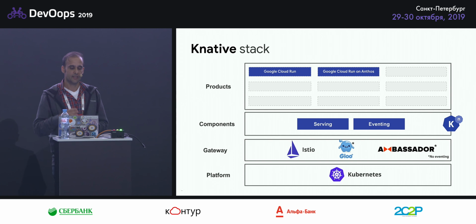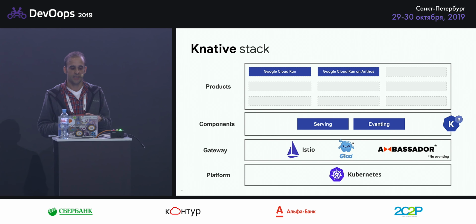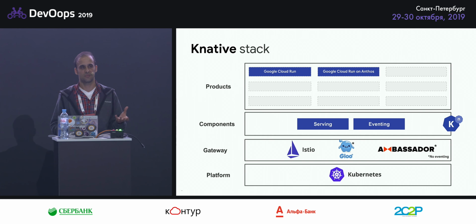Then on top of Kubernetes, you need to install a gateway. Because Knative tries to solve the serverless problem, but it doesn't really try to solve the networking problem. So it doesn't try to figure out how to get traffic to your containers, how to set rules between your services, things like that. Instead, it relies on some gateways like Istio or Gloo or Ambassador to do all those details about networking.